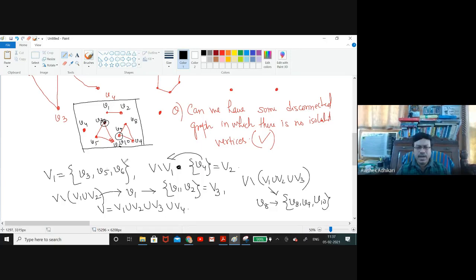And you can see that each of these V1, V2, V3, and V4 is maximally connected. You cannot increase any of these sets by inserting an extra vertex while keeping the connectivity intact. That means they are maximally connected subgraphs or subsets of V. So you can understand the whole vertex set V having 10 vertices here.